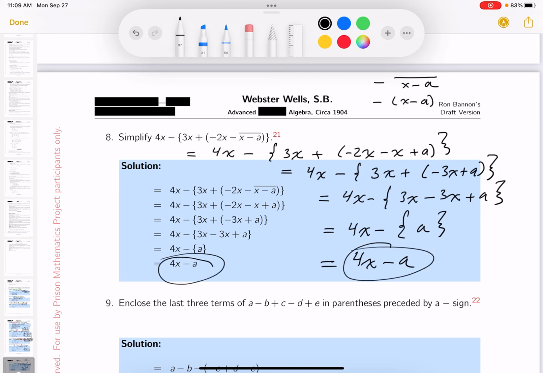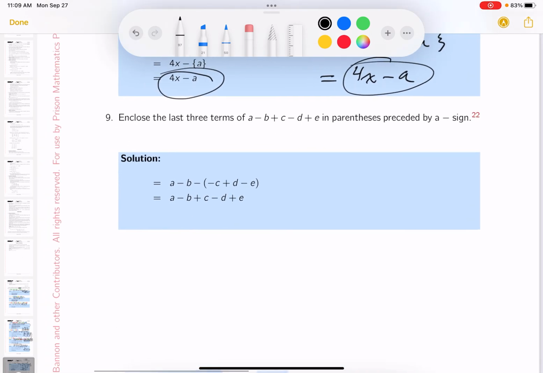All right, doing all right. This one says enclose the last three terms of this expression. I'll write this down for you.